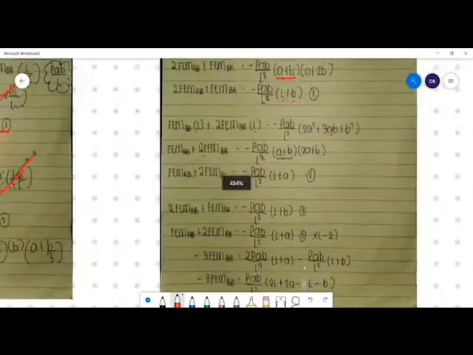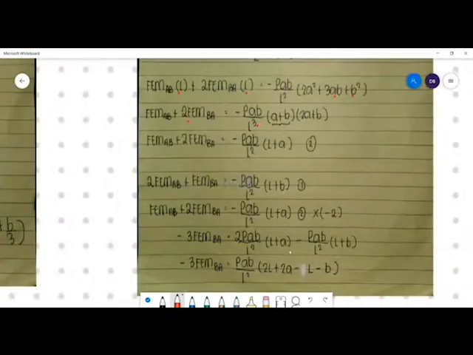Next, we combine two equations. So we have two equations and two unknowns. So we combine the two of them. We do the process of elimination. Doing process of elimination, we multiply equation 2 by negative 2. This will become negative 3 FEMBA is equal to 2 PAB over L squared times L plus A minus PAB over L squared times L plus B. We combine both of them, so 2L plus 2A minus L minus B.